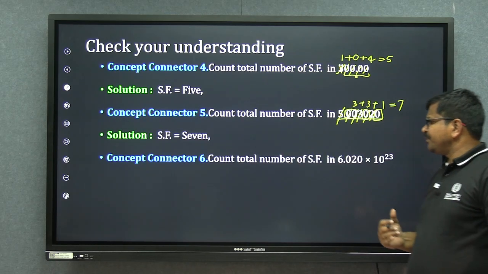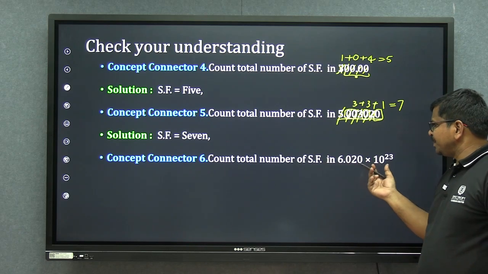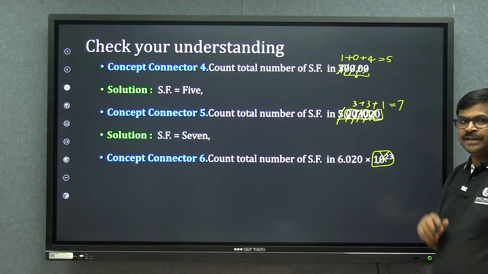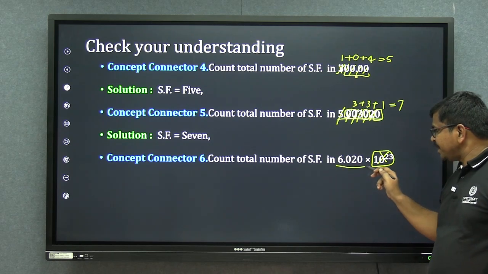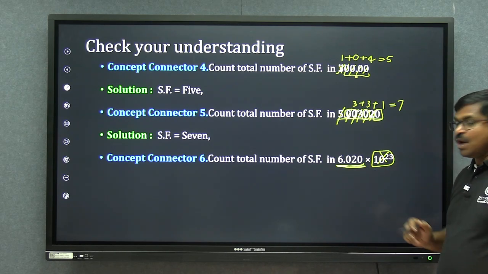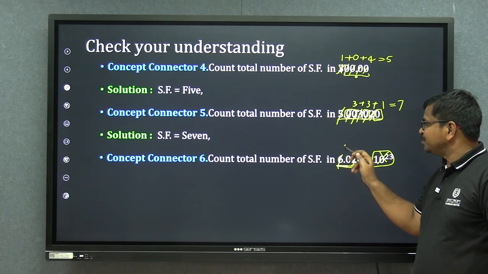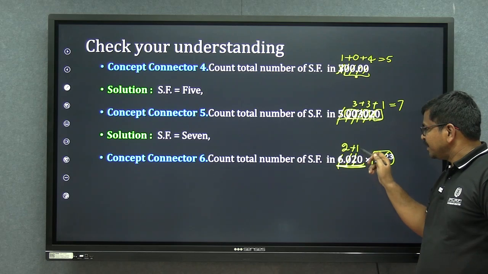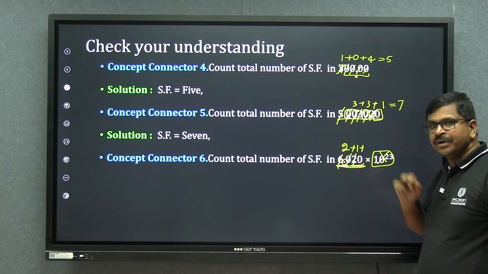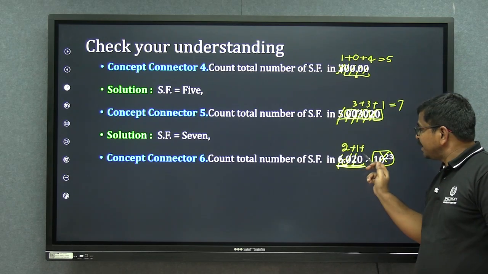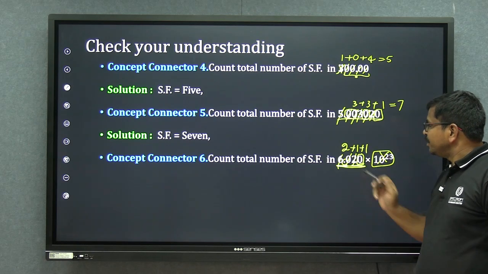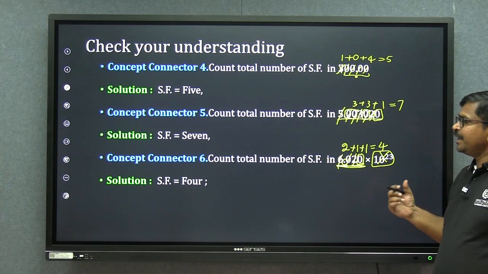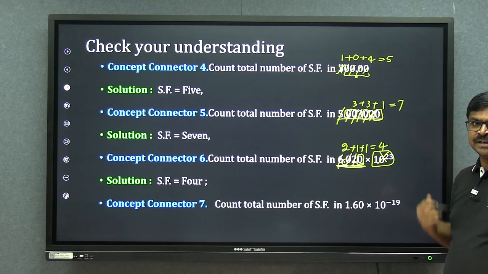Count total number of significant figures in 6.020 into 10 power 23. I told you already, scientific notation part you should not consider, and you are left with only 6.020. How many non-zeros? 1, 2. Super. Next, how many zeros between non-zero? Only 1. Is it a decimal number? Yes, it is a decimal number. As it is a decimal number, we can consider the trailing zeros. Only 1. 2 plus 1 plus 1, it is 4. So this is the way to handle, and let us have last question in this area.